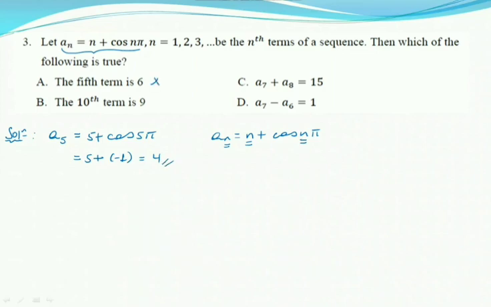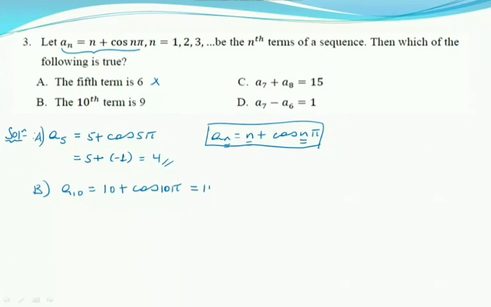Let's check for the B case. The 10th term is 10 plus cos 10 pi, according to the given representation of the sequence. This is 10 plus cos 10 pi, which is positive 1. You can refer back to the trigonometry. So this is 11. So still B cannot be the answer.